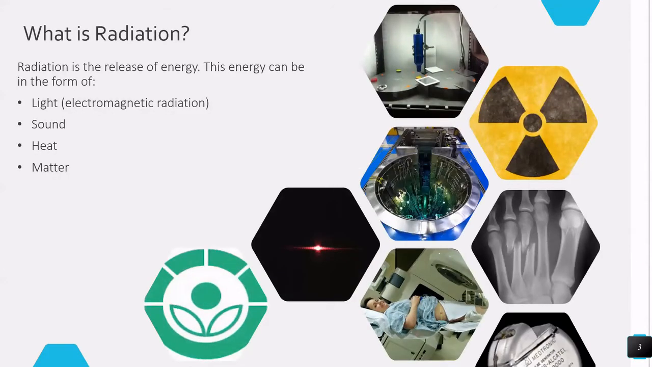Radiation is the process of releasing energy in some form or another. Radiation can be released in the form of light, heat, sound, or even matter. Alpha, beta, and gamma radiation all occur as a release of energy from an unstable atom.